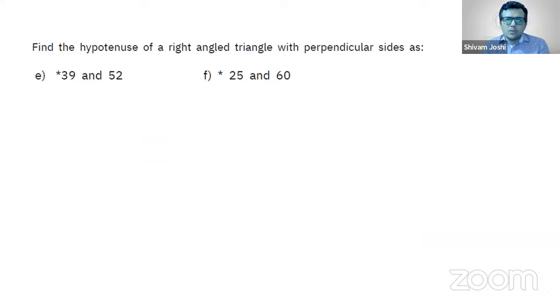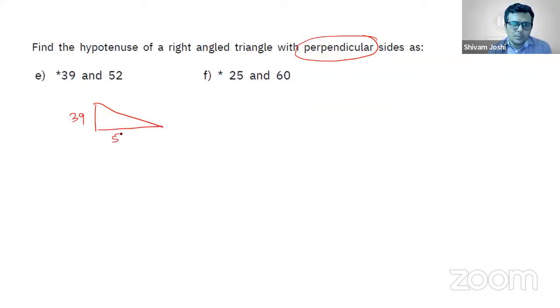Find out the hypotenuse of a right angle triangle with perpendicular sides as. Now it is clearly given to you that these are perpendicular sides. 39 is the measure of one side, 52 is the measure of the other side, and I want to find out the third side. So are we actually going to do 39 square plus 52 square is equal to x square?